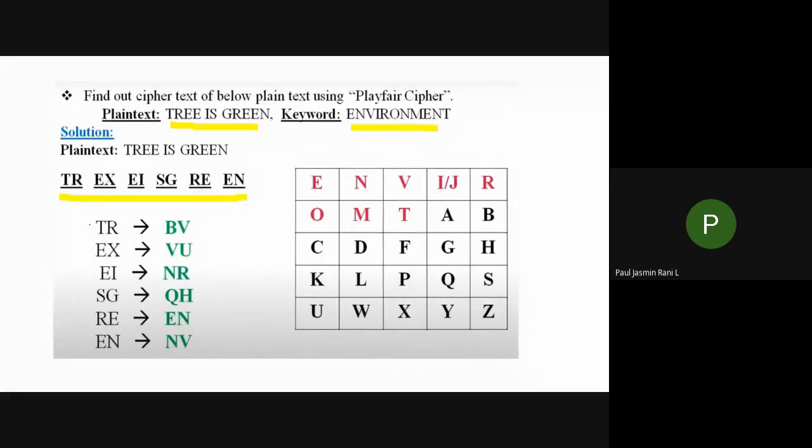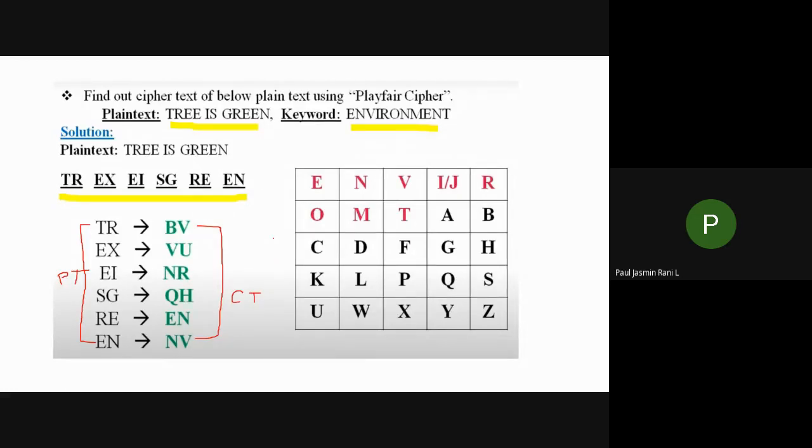So this is your plain text, and this will be your ciphertext. Take this one as your second example. Please try this one in your notebook.